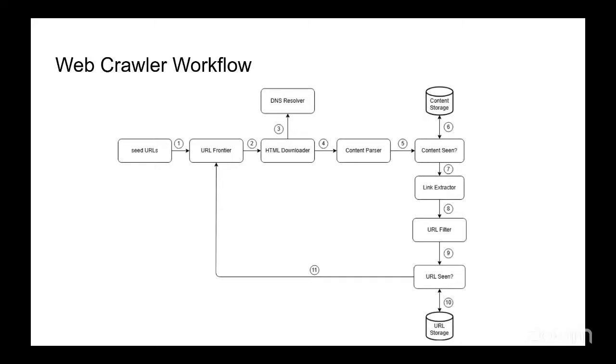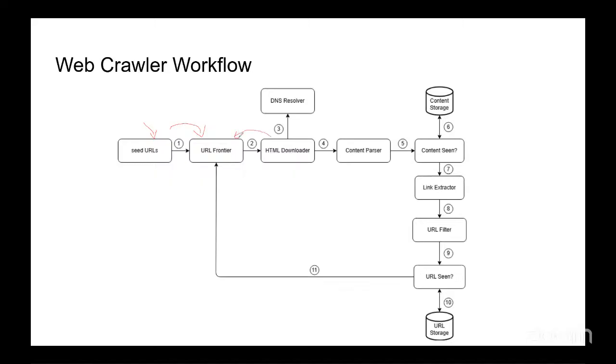Now that we know what each component does and what the responsibility of each component is, we can look at what a crawler workflow looks like. First, we start from the seed URLs. We have the entry point URLs in our seed URLs component, and these seed URLs are stored in the URL Frontier. From there, the HTML downloader takes over.